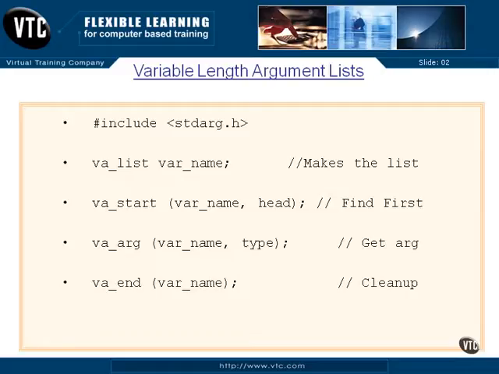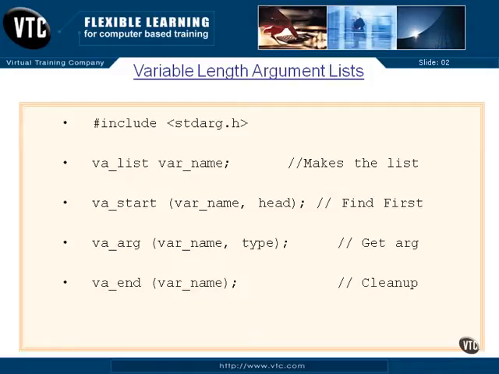Then va_start, we pass it the variable that we just created, the var name, and something I called head on here, which is a piece of data that we know is right next to where this parameter list is. And I'll show you that in a sample piece of code here in just a second.